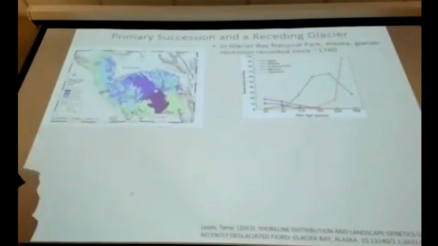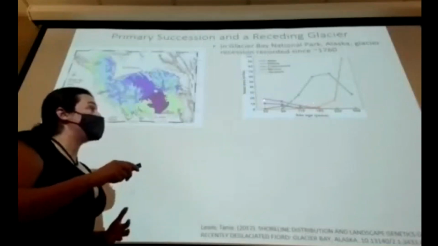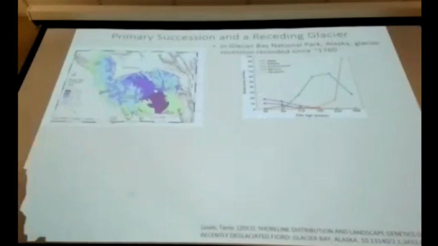All of the data combined essentially gives us this picture here, right? At first, there's very little amount of vegetation that is able to colonize. The most abundant species are alders, okay? So they're kind of the pioneer species here.